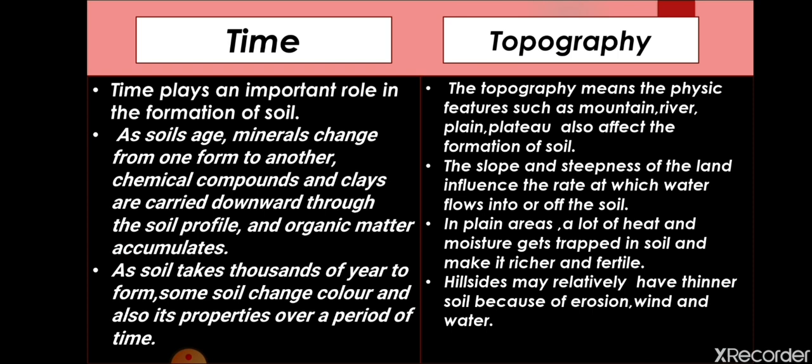So the time course is changing the rock into different forms, and only then is it changing into soil. Now, topography means the physical features. The place is mountainous, the place has river valleys, the place has plateaus. That also plays an important role in the formation of soil. The slope and steepness of the land, suppose there is a mountainous region with a slope, will influence the water flow and runoff of the soil. Now in plain areas, heat is much, moisture gets trapped in the soil and makes it richer and fertile. Because heat is much, the moisture will get retained in the soil. Soil will consume moisture, which will increase its fertility.